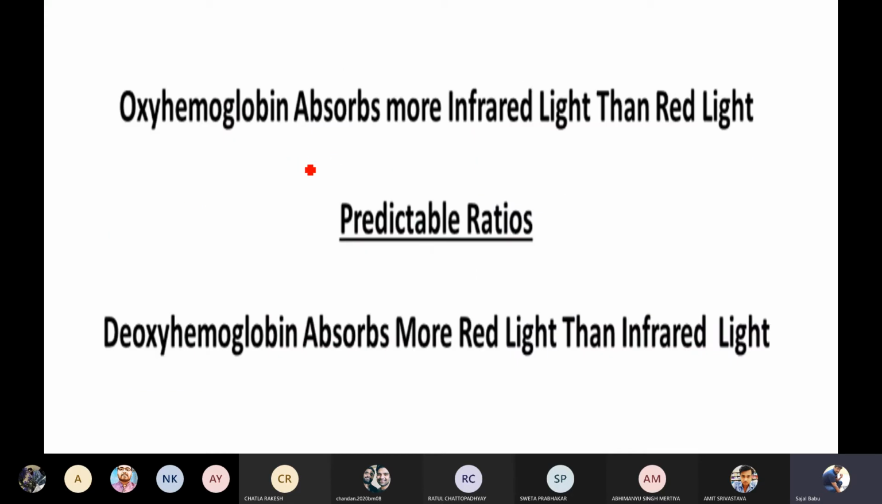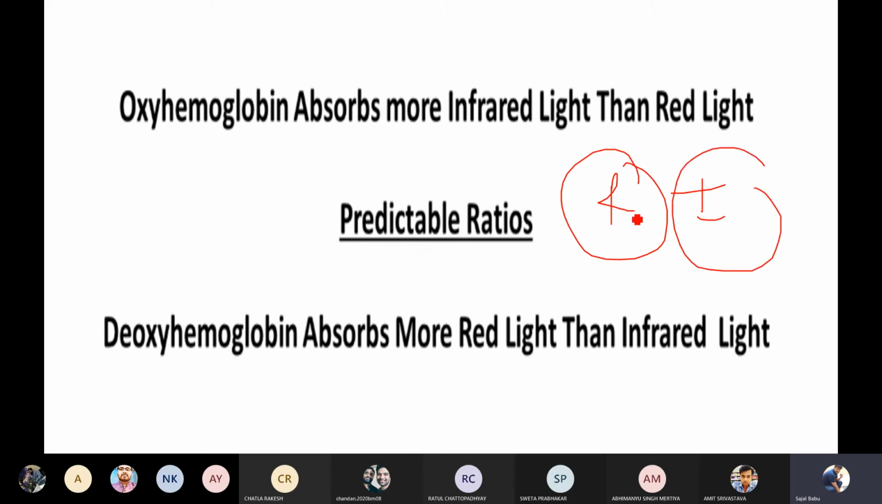Now let us see which light is absorbed by oxyhemoglobin and which light is absorbed by deoxyhemoglobin. We have two light sources, one red light and one infrared light, that means 660 nanometer light and 940 nanometer light. So red light will be absorbed by whom, and infrared light will be absorbed by whom? We have to know that.